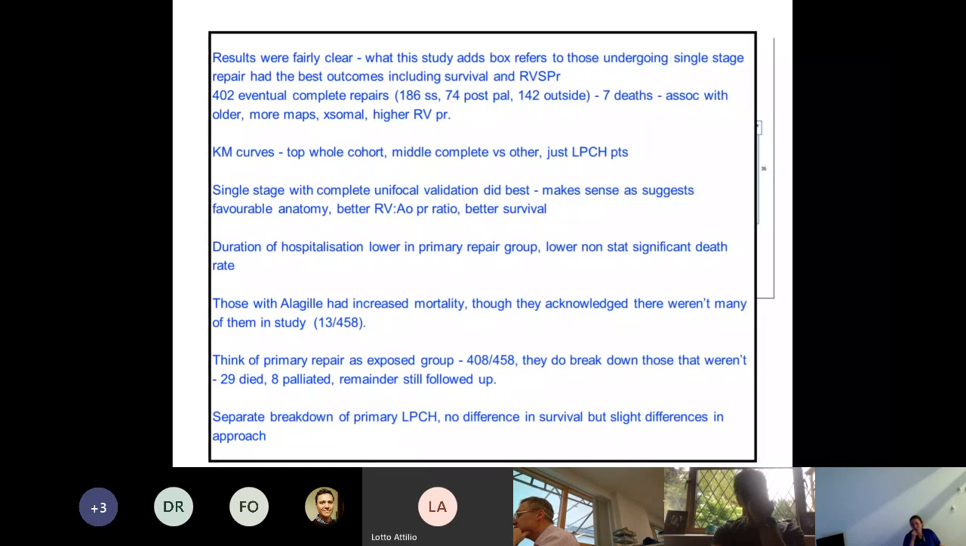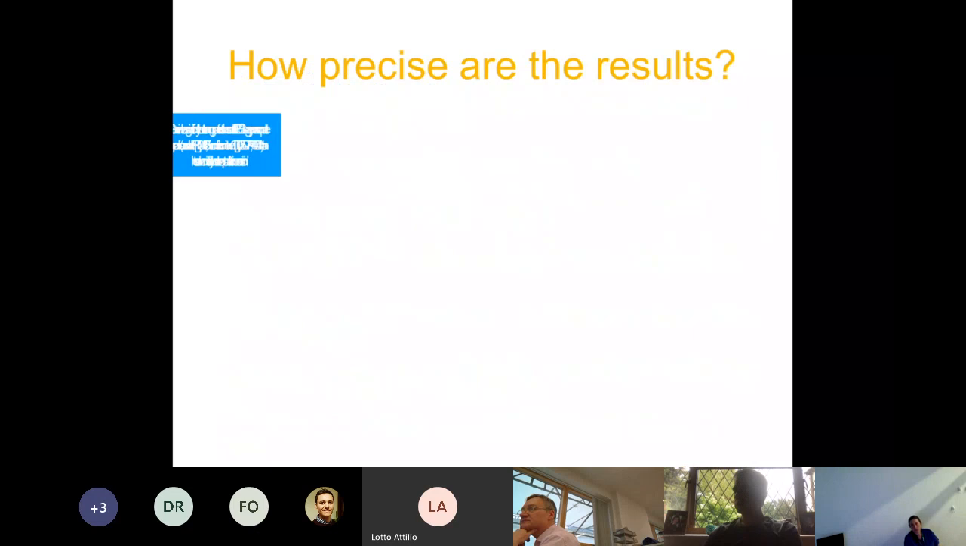Again, Alagille, so they've put them in the kind of Alagille and other category, but they acknowledge that there was only 13 patients out of the 458, but that it was clear that they had an increased mortality. But again, you're working with small numbers out of the bigger sample. And again, they did a separate breakdown of their own centre versus those primarily repaired at another centre, and they found no major difference in survival.